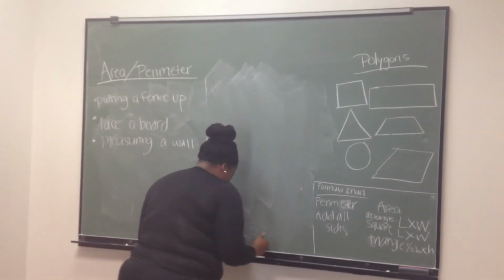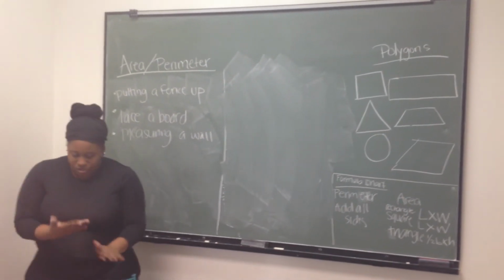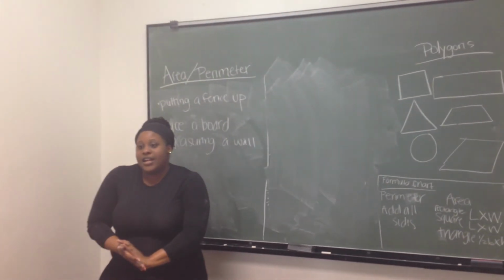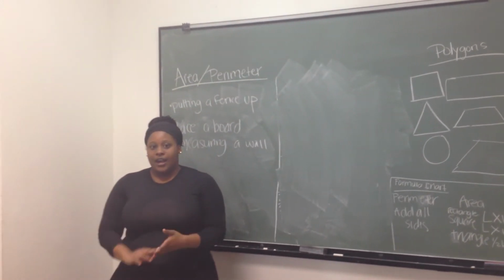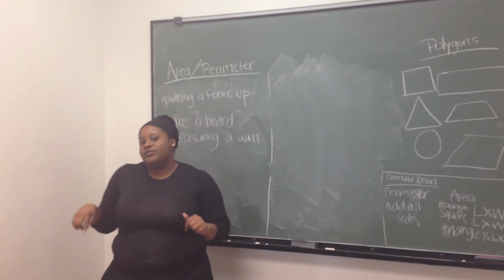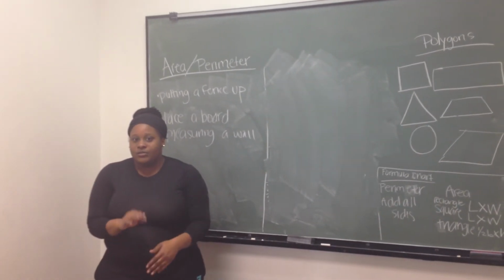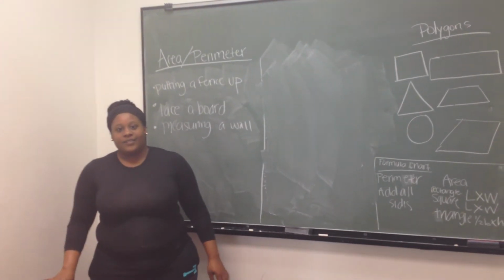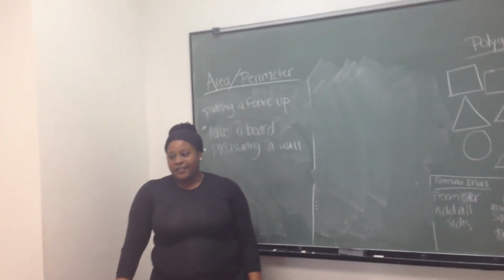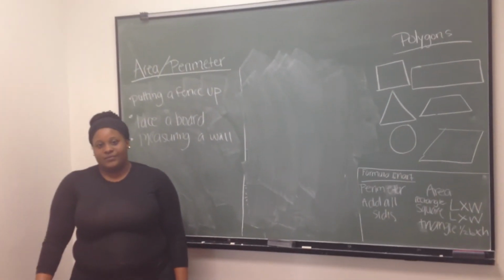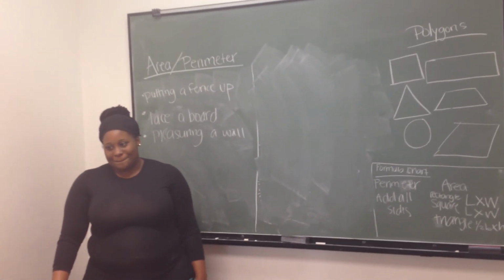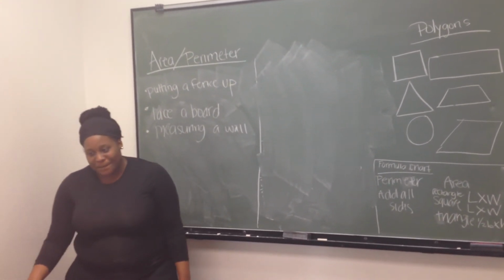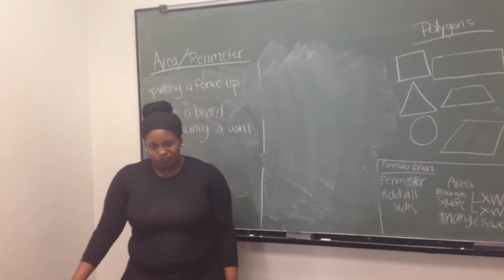Let's go back and refresh our memories. I want you to turn to your neighbor and discuss how to find perimeter and how to find area. I'll give you 30 seconds. Perimeter, you add. In the area, you multiply the length times the width.